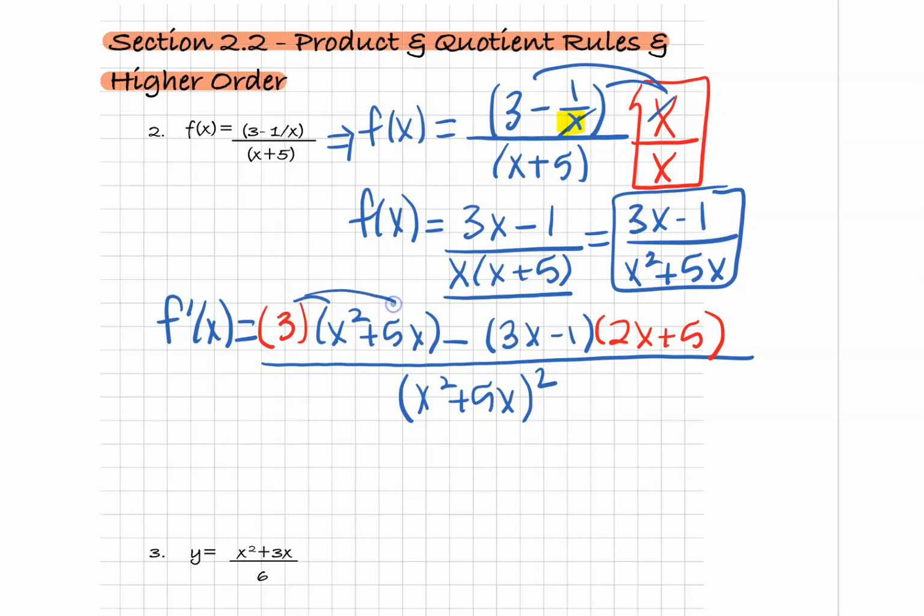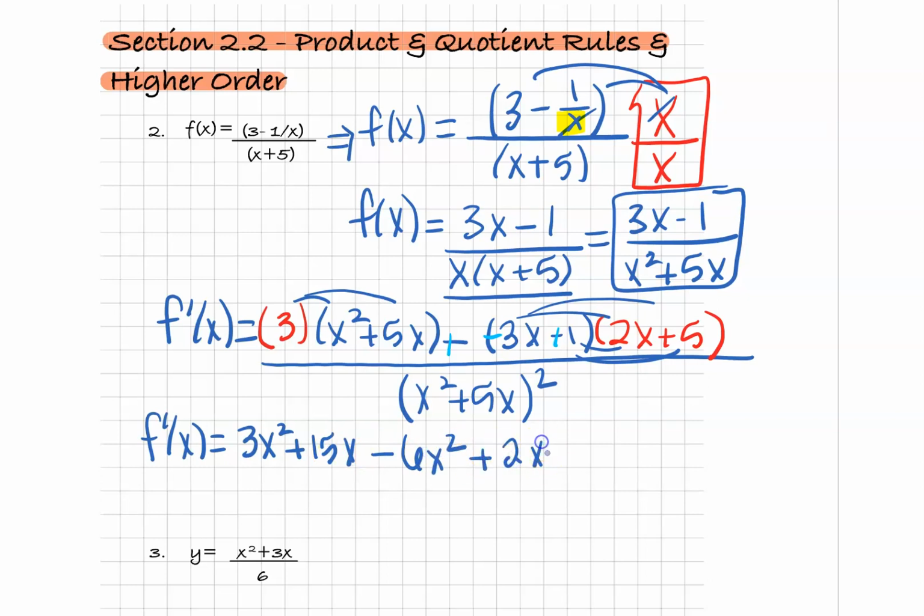Now, clean it up. So distribute your 3 in here. So this gives me f prime of x is equal to 3x squared plus 15x. We're going to have to FOIL this out and then distribute that negative. So I'm going to go ahead and move this negative, distribute it throughout here so I can then just FOIL. So that gives me, let's see, minus 6x squared plus 2x minus 15x plus 5. And then I'm going to divide that whole thing by x squared plus 5x squared.